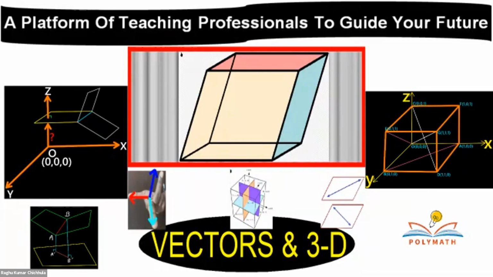Whatever you have learned in two-dimensional geometry, all the concepts of two-dimensional geometry can be straight away transformed to three-dimensional geometry by simply the addition of z coordinate. So let us have a glance at all those concepts and we will work out some problems based on it. Let me share my screen.